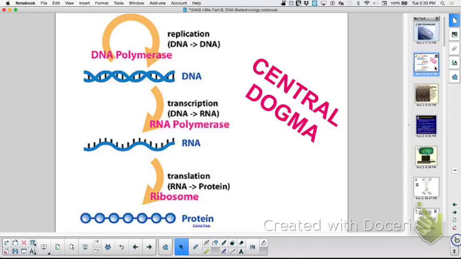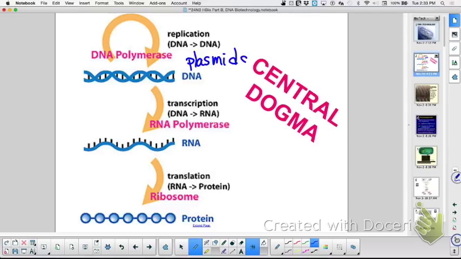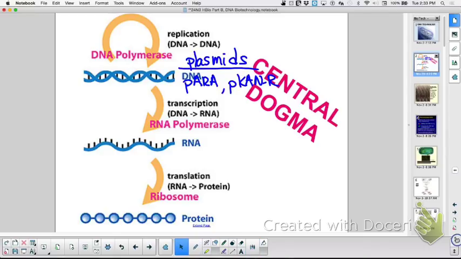So what's the DNA in our lab? Plasmids. Our 2 plasmids, what are the names of our 2 plasmids? pARA and pKAN. Currently, as they exist, both of those plasmids have the ability to be resistant to antibiotics, right?